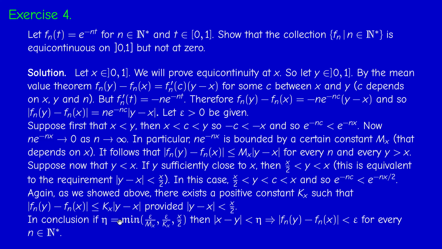So we see here that the eta that I found depends not only on epsilon but on x. Okay, so I need to ensure these two inequalities. I need to have this, and I need to have this. So this proves equicontinuity at x. Okay, and this is, once again, not uniform equicontinuity.